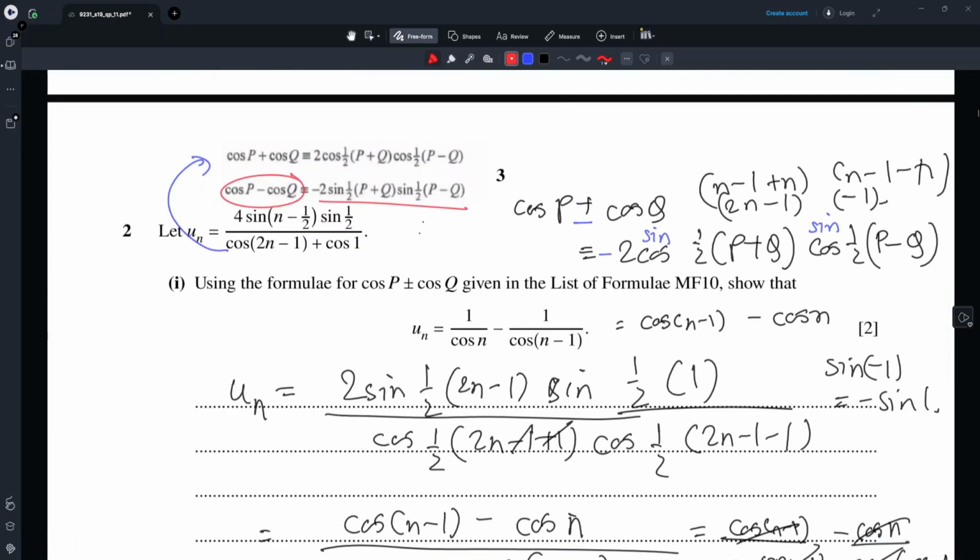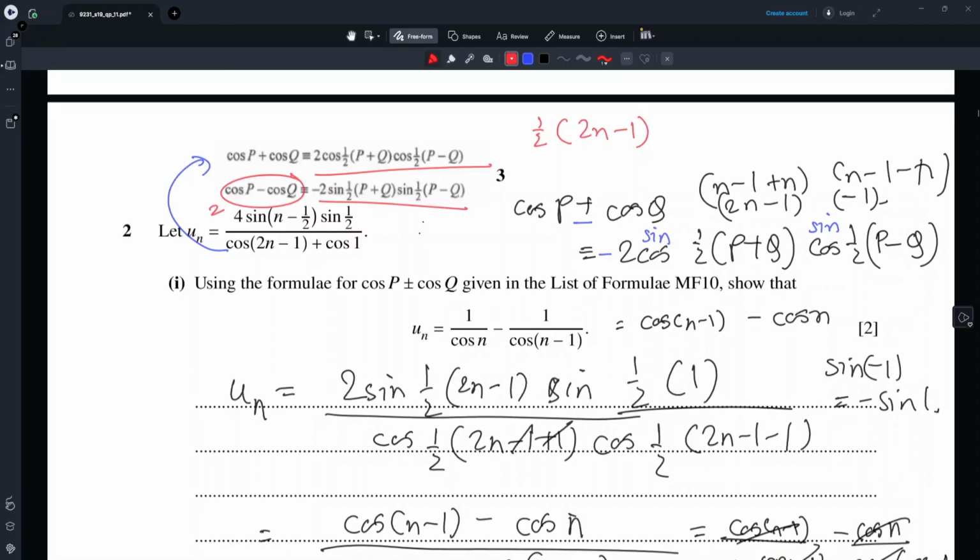What I've done is that I notice I have 4 sine this one. So first of all, I replace this with this. I can cancel these 2 with this 4, so I can get here 2. Then I notice that because I have a half, if I want to put a half here, just to make sure I can, half 2n minus 1.